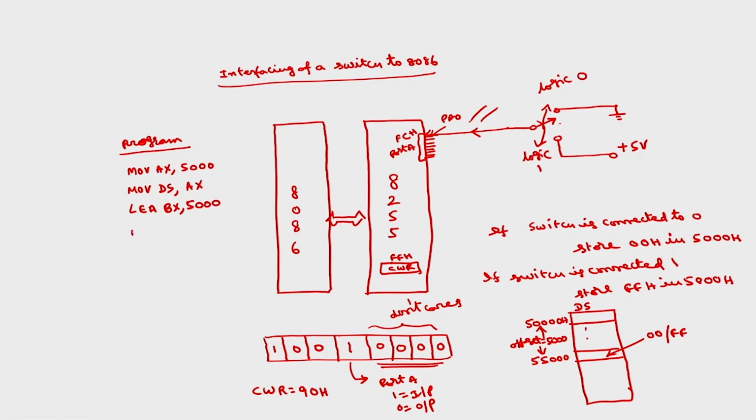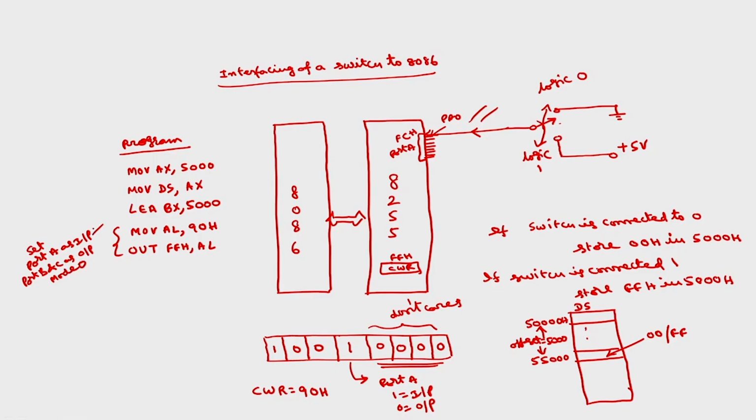Then move AL comma 90H. First I have to set the control register. This I have to output to the control register whose address is FFH comma AL. So, with these 2 instructions it will set port A as input port, and port B and port C as output ports, in mode 0. But we are not using port B and port C. In all, everything will be operated in mode 0.